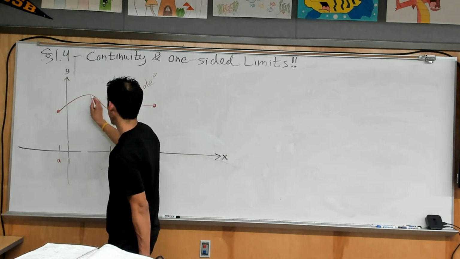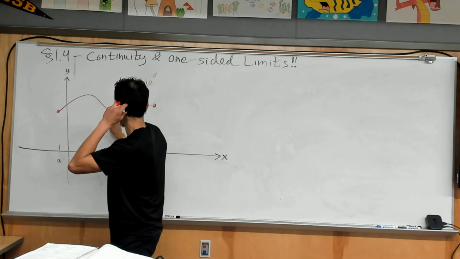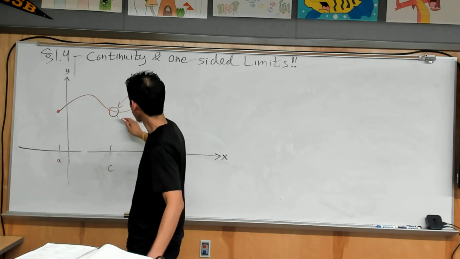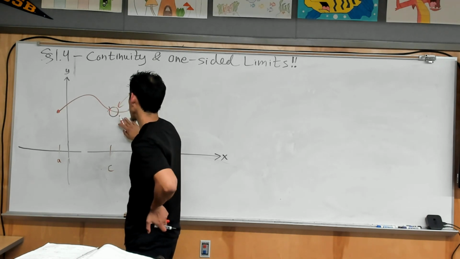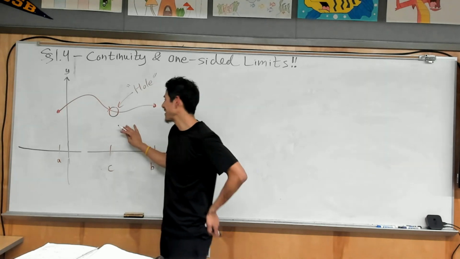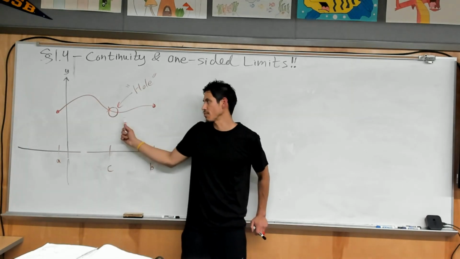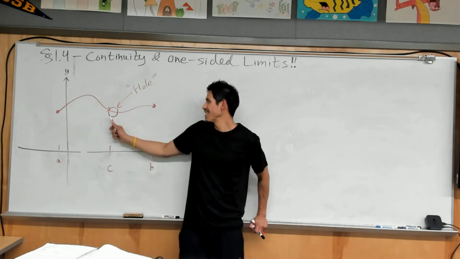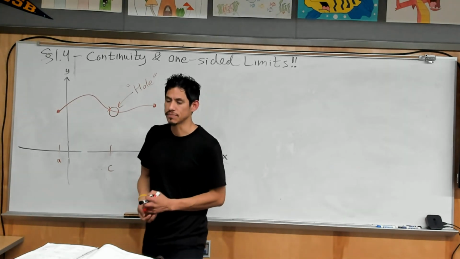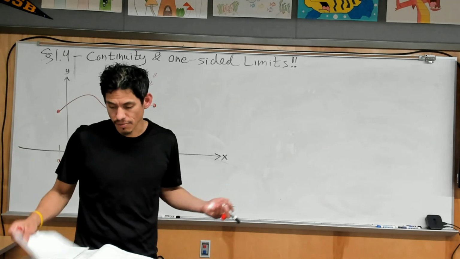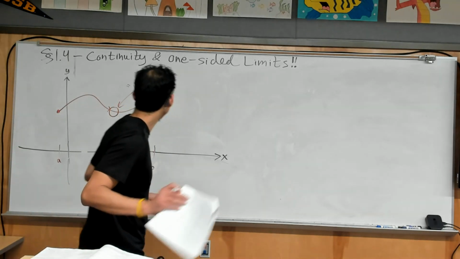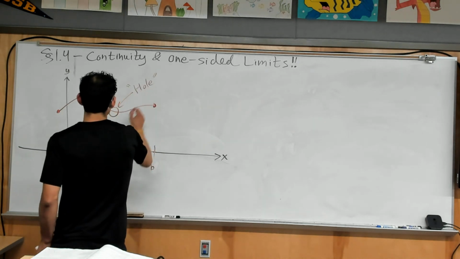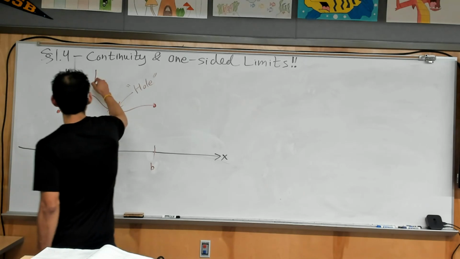If you're driving all the way to Vegas and you get to here, and there's a hole in the ground, you can't drive anymore. You can't just jump over it. You don't have that type of technology. So the point of discontinuity is discontinuous. It doesn't continue anymore. And we say, essentially, this is a removable discontinuity.